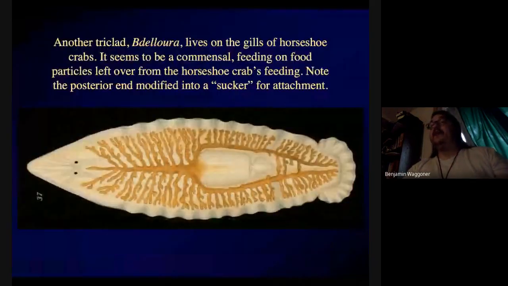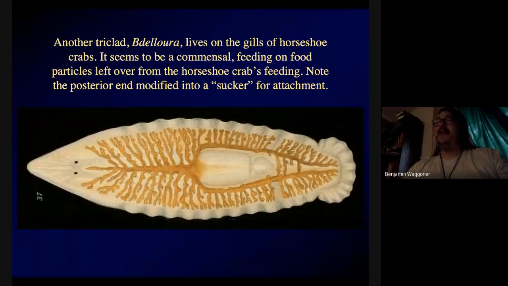Here's another triclad called Bdelliura. It seems to be a commensal, not a parasite, but it likes hanging out on the gills of horseshoe crabs. Mostly feeds on food particles that the horseshoe crab leaves behind. And again, seems to be more of a commensal than a parasite. Again, the mouth is more or less in the center of the body on a muscular tube that can be protruded. Here it's kind of retracted.